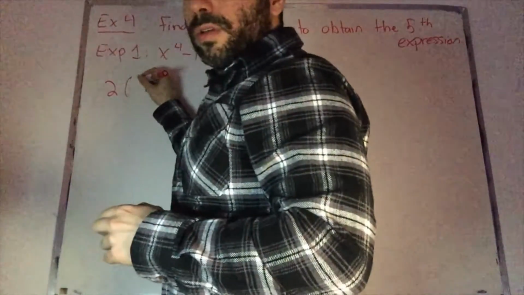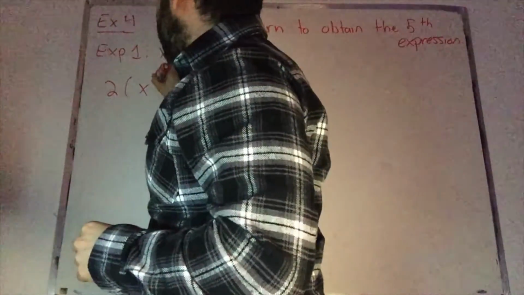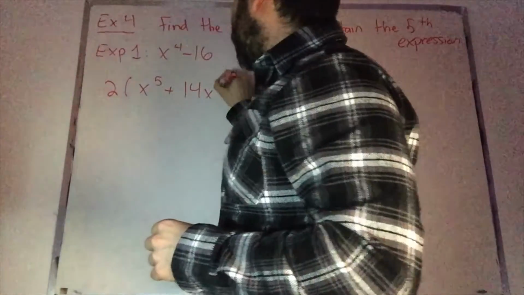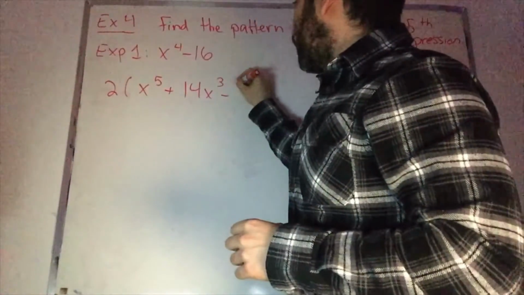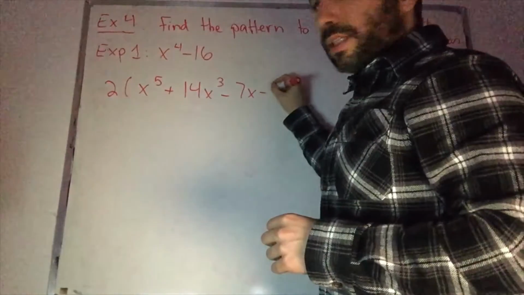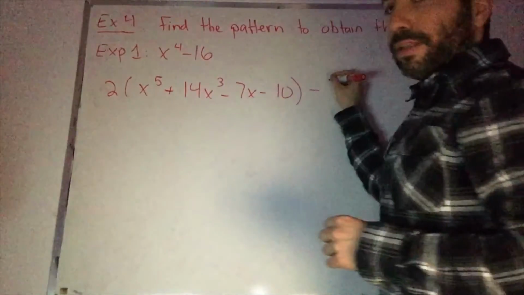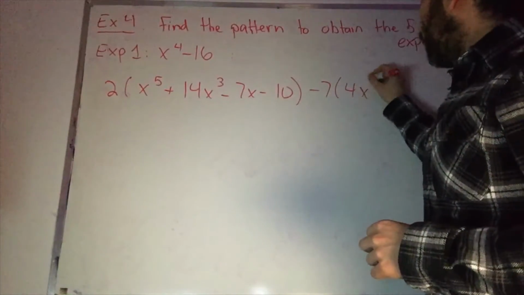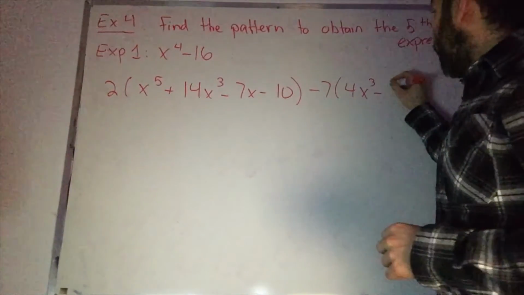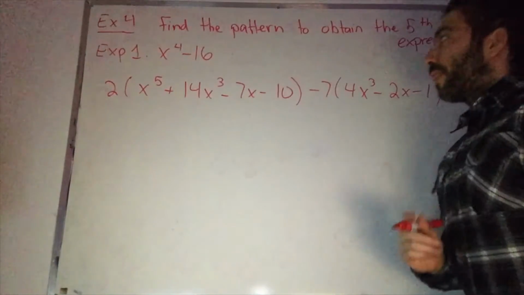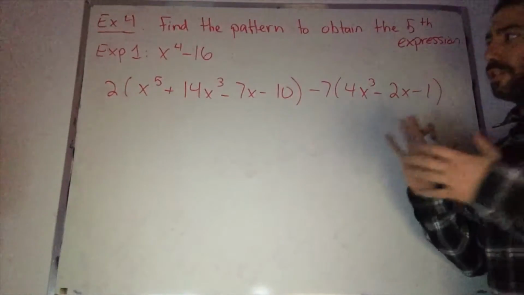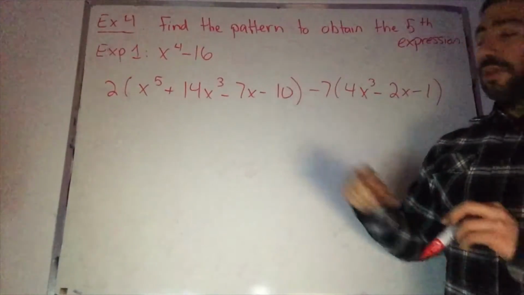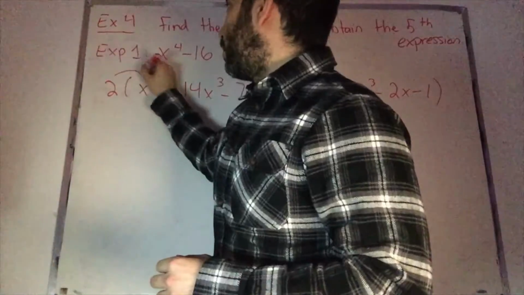It's 2 x to the 5 plus 14x cubed minus 7x minus 10, all that in brackets, minus 7 times 4x cubed minus 2x minus 1. Okay, so it looks very intimidating, but just break it down, do it step by step. The first thing you have here is a monomial times a polynomial. So in order to solve this, we distribute the 2 to everyone.